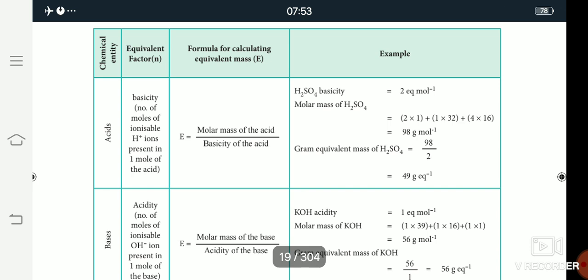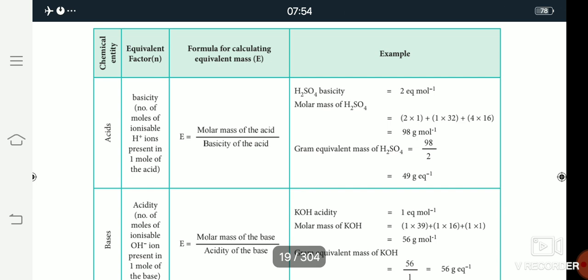For example, one of the acids is sulfuric acid, H2SO4. Number of hydrogen is 2, so 2 into 1, where 1 is the hydrogen atomic mass. Then sulfur: 1 sulfur, so 1 into 32, where 32 is the sulfur atomic mass. Already you studied this in the element and atomic mass number table column. You must study it.